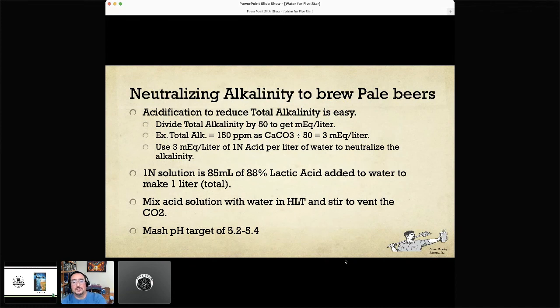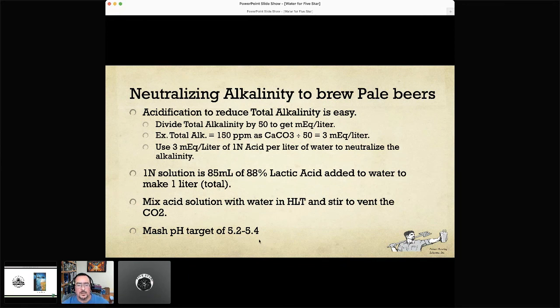Going back up to generalities, so if we need to brew pale beers, we generally want to neutralize alkalinity. And this is pretty easy to do. You look at your total alkalinity and divide it by 50 to get milliequivalents per liter. So for example, if you have a total alkalinity of 150 ppm as calcium carbonate, divide by 50, that equals 3 milliequivalents per liter. You would then add 3 milliequivalents per liter of acid to neutralize that alkalinity. And these calculations are in both How to Brew and in the water book.